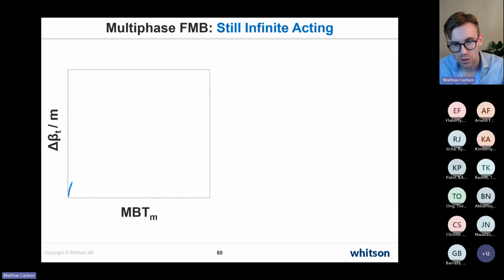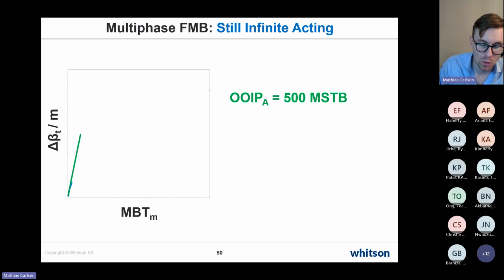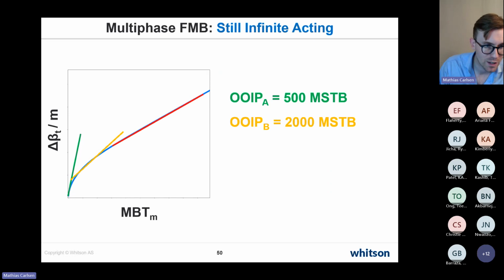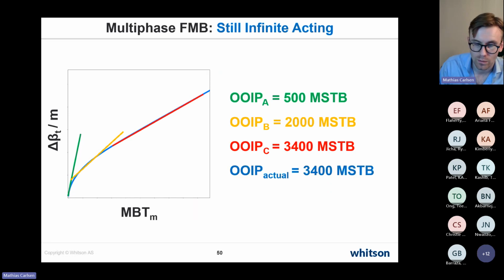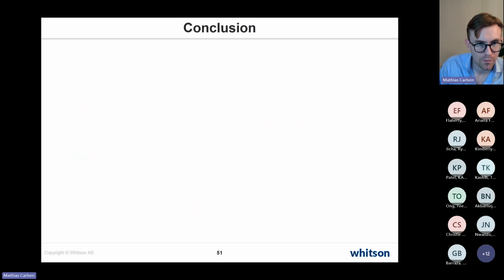And if you're still infinite acting or transitional, then all the numbers that you'll be picking will be lower estimates of the contacted pore volume. So initially you'll pick a low pore volume. Over time it will bend over and become steeper, and eventually will converge to the actual pore volume, like that. Okay, so that's basically what you'll end up with.